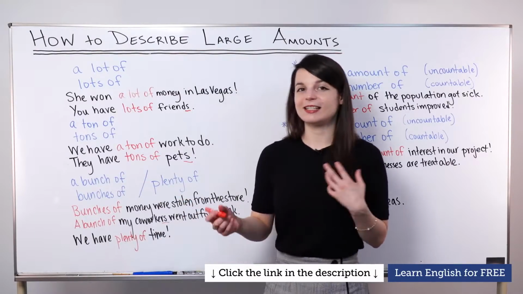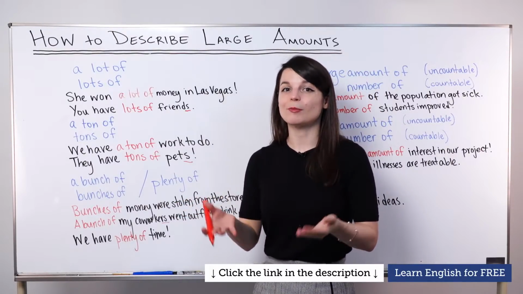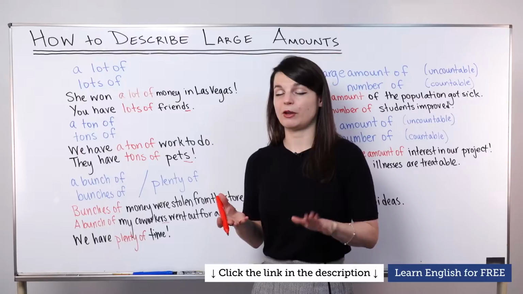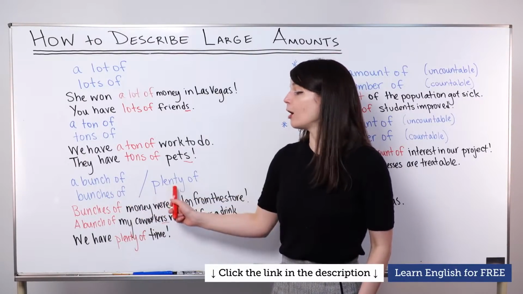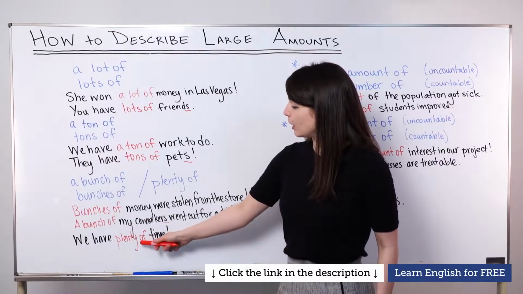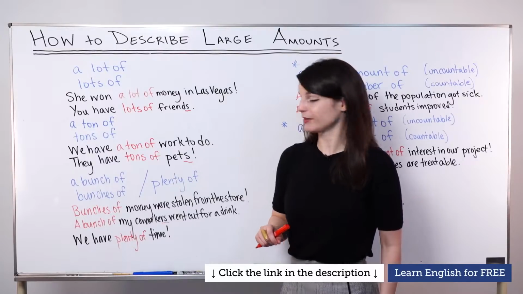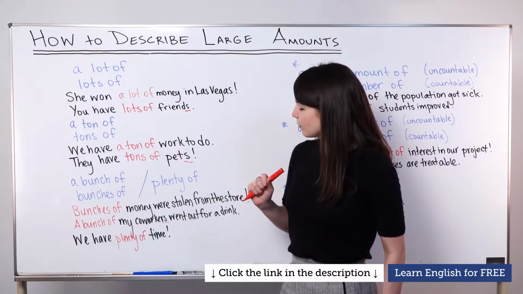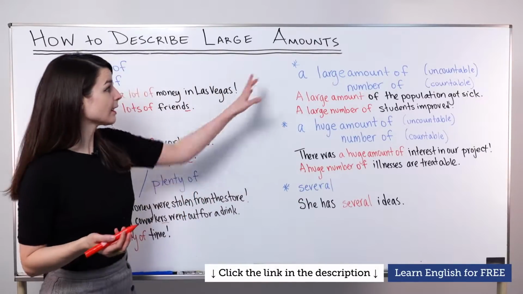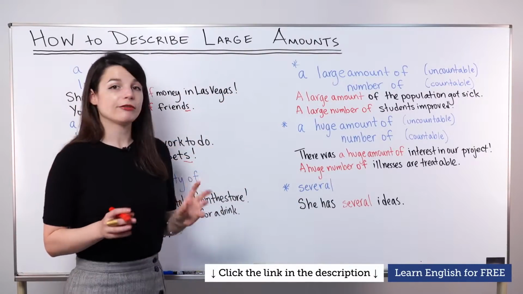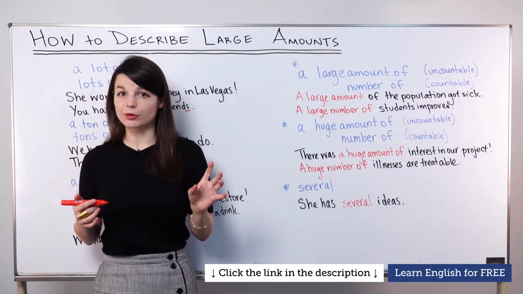So it has this idea behind it of relaxation or being able to do something at an easy pace. We have plenty of time. So we do not have this form for plenty of. But again, we can use this with countable or uncountable nouns. Okay, so let's move along to the next part. As I said, this next part will include some important differences between countable and uncountable nouns.